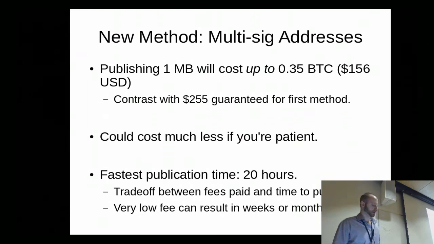So the fastest publication time that you could get for 1 megabyte would be 20 hours. And that's because Bitcoin targets about one new block every 10 minutes. So if you're publishing about 9,000 bytes every 10 minutes, it's going to take you roughly 20 hours to publish a megabyte. Now there's a trade-off, as I kept alluding to, between the fees paid and the time to publish. So if you wanted to pay less and you were okay with waiting longer, you just reduce your fees.